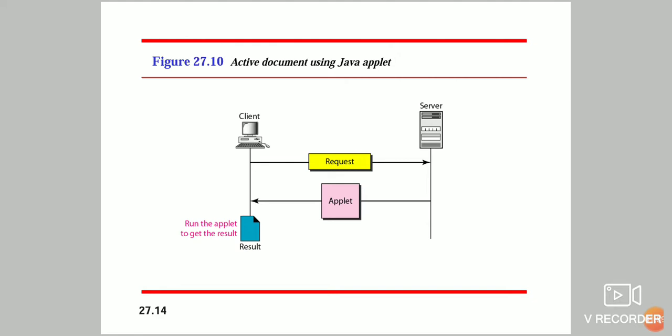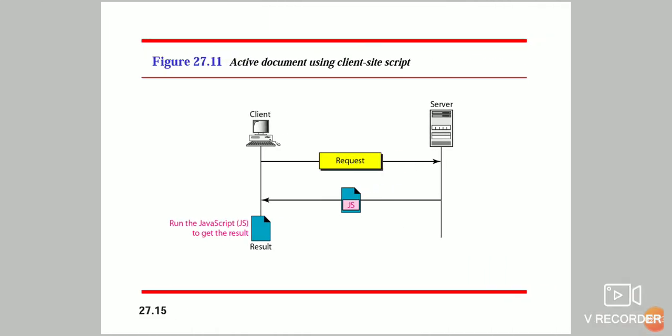With a Java applet, more or less, you will have active web pages constructed with JavaScript, Java or .NET. So these are kinds of active documents. In this diagram you can see an active document using a client-side script. I request content, the server sends me an applet, and at the client side the JavaScript is run. The function is called, the script runs, and you get the results.